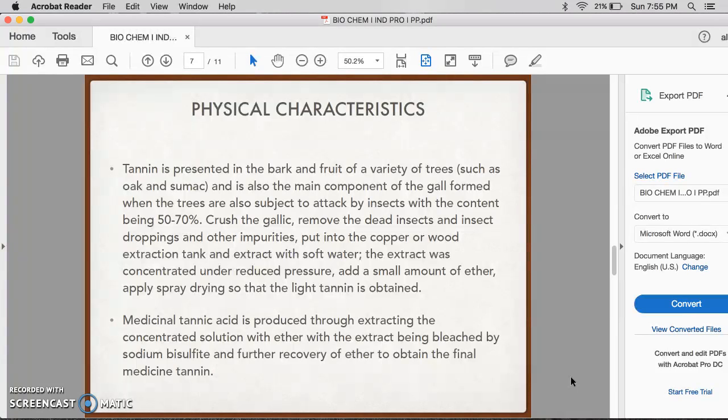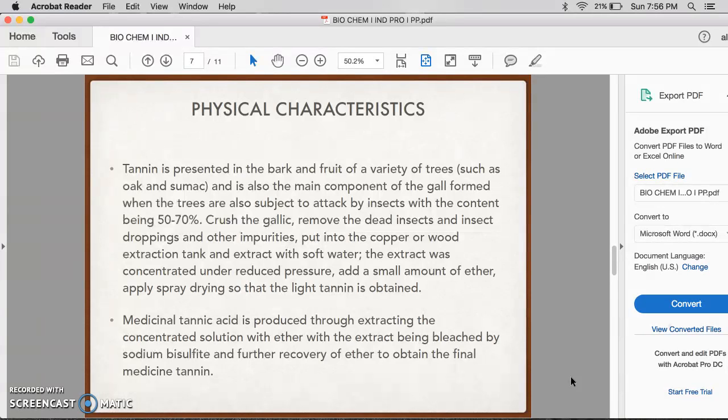Physical characteristics. Tannin is present in the bark and fruit of a variety of trees such as oak and sumac. And in order to extract the tannic acid, one would have to go into the tree where there are insects, remove the insects and the droppings and other impurities, put it into the copper or wood extraction tank, and extract with soft water. The extract was concentrated under reduced pressure, and then you add a small amount of ether, apply spray drying so that the light tannin is obtained.